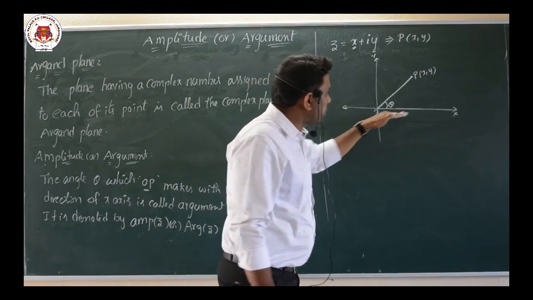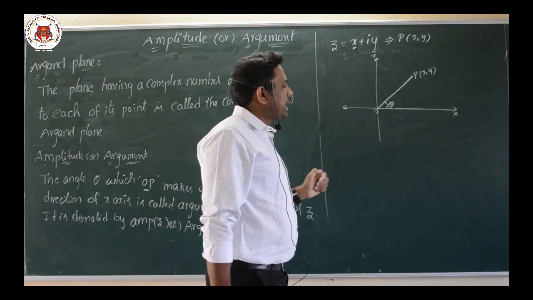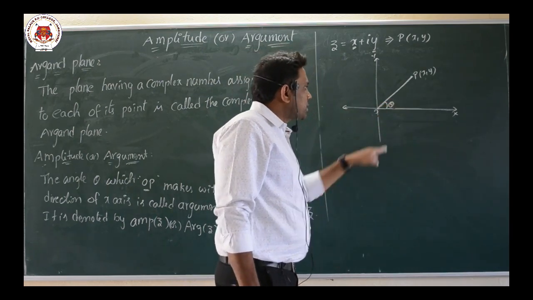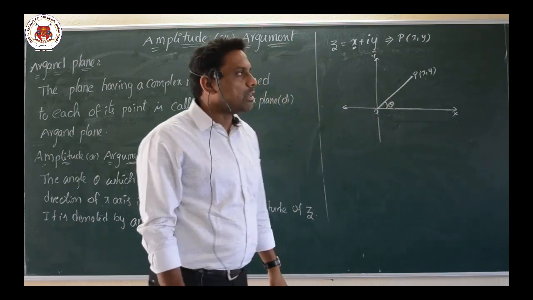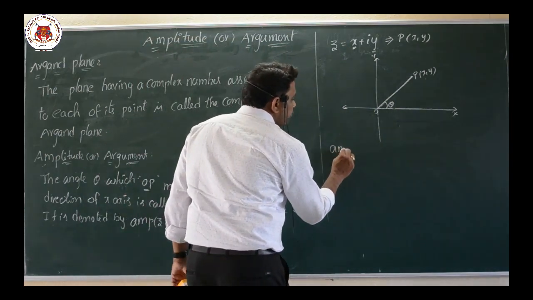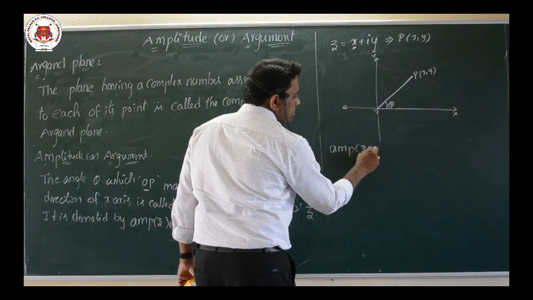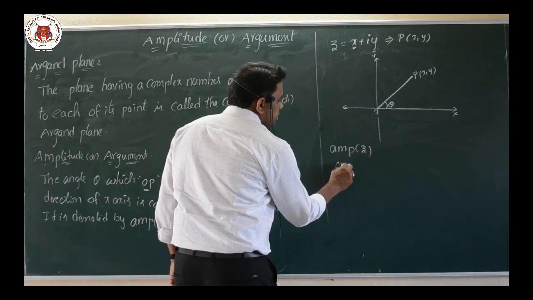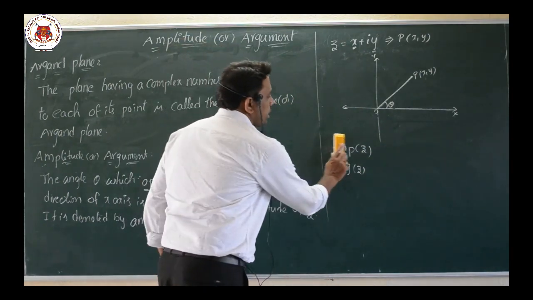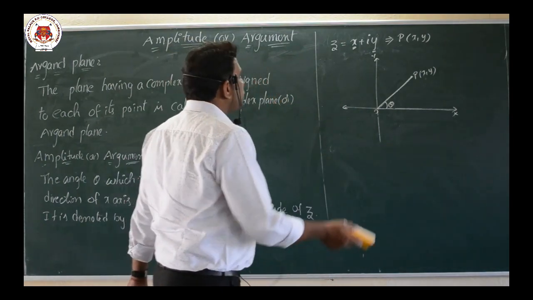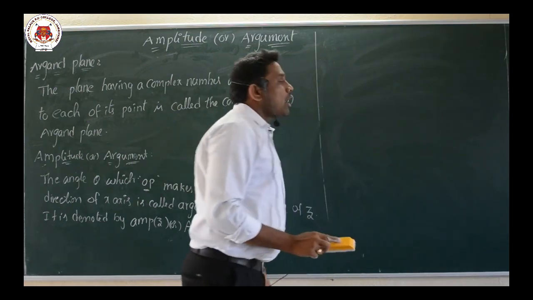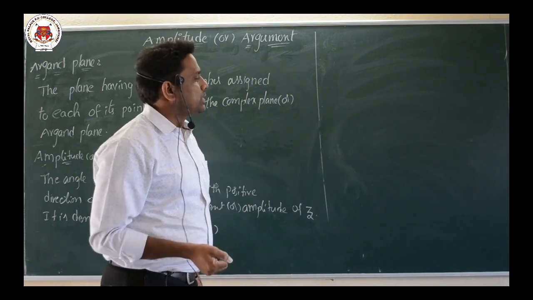Here two directions are there, one is positive, one is negative. So it is making the angle theta with the positive direction of the x-axis. Then this angle theta is called the argument or amplitude. In short form we can write amp Z meaning amplitude of Z, otherwise arg Z, argument of Z. I hope you people have understood. Now this definition is finished. Now I am going to explain how to find the argument of a complex number.